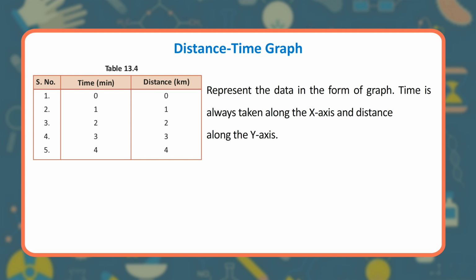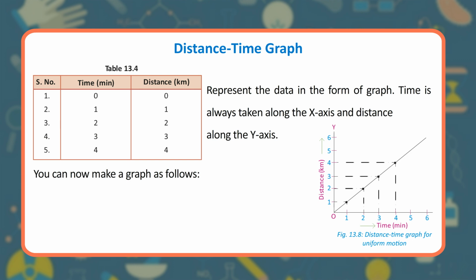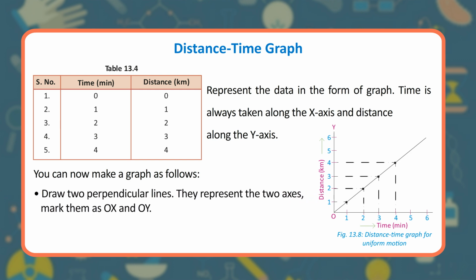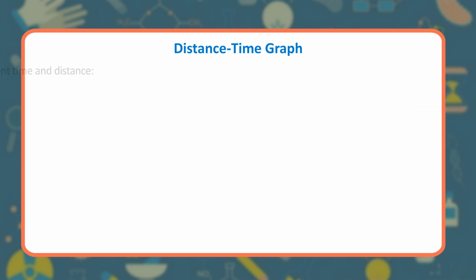Time is always taken along the x-axis and distance along the y-axis. You can now make a graph as follows. Draw two perpendicular lines. They represent the two axes. Mark them as X and Y. Represent time along the x-axis and distance along the y-axis.